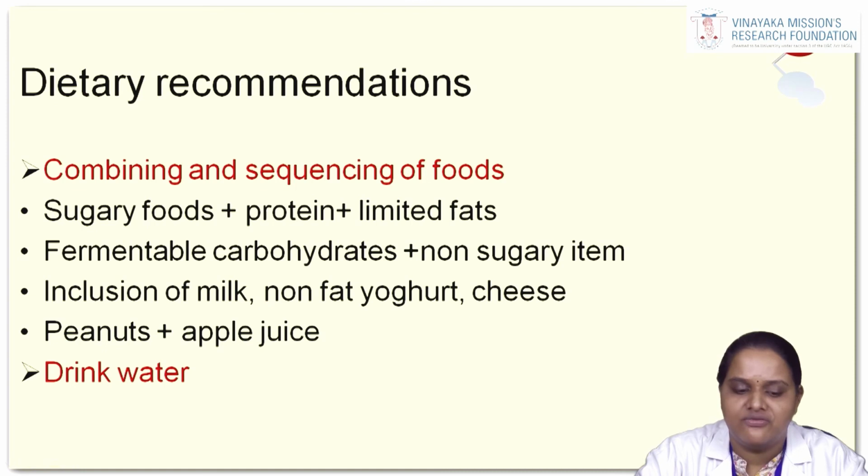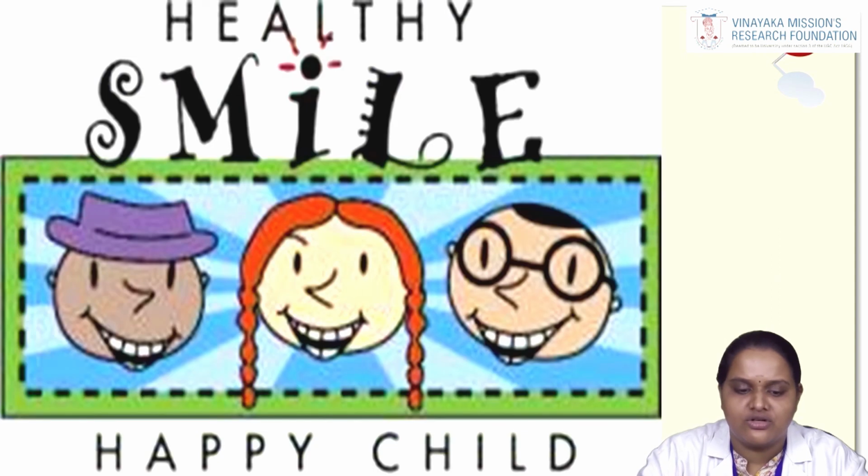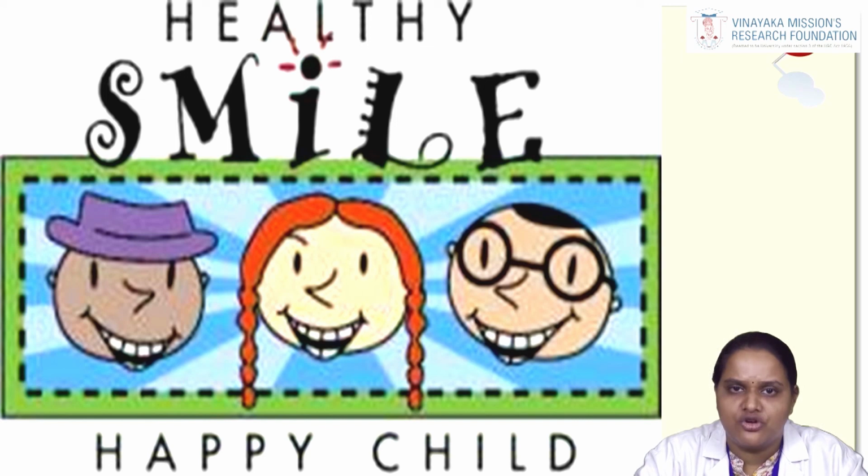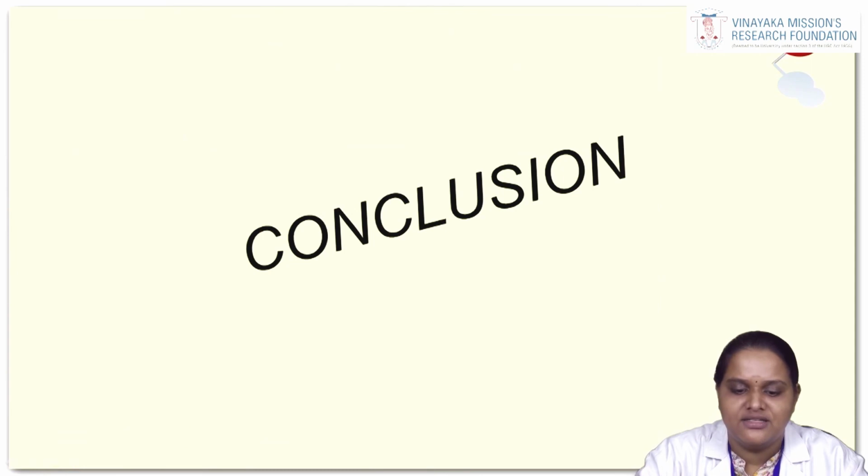Combining the sequence of foods. If the patient can't avoid sugary foods, you can add sugary foods to proteins and limit the amount of fat that the patient is taking. Fermentable carbohydrates with a non-sugary item, inclusion of milk with non-fat yogurt, cheese, peanuts, then peanuts with apple juice, drinking water. So a healthy smile and a happy child are the main motto of a pediatric dentist. To enhance this, we have to follow these protocols to give a preventive form of healthy smiles.